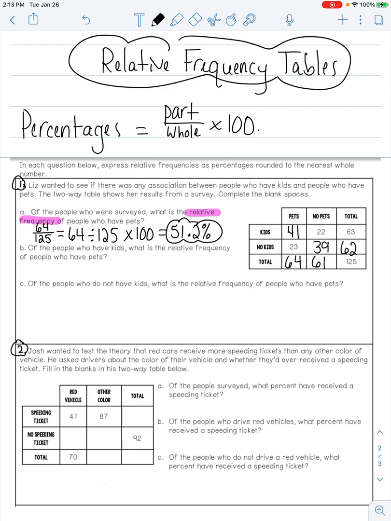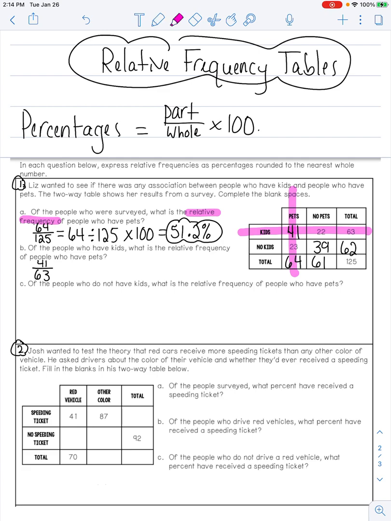So again, remember, I want to find my part out of my whole, and then I'm going to divide that and multiply by 100. So let's look at B. Of the people who have kids, what's the relative frequency of people who have pets? So what's my part and what is my whole? Well, of the people who have kids, that's going to be my whole. So how many people have kids? 63. Of those 63, how many have pets? Well, let's match up our places here. 41. So 41 out of 63 people have pets.